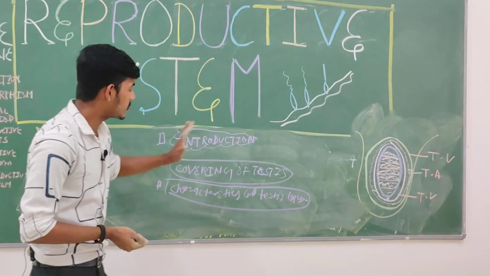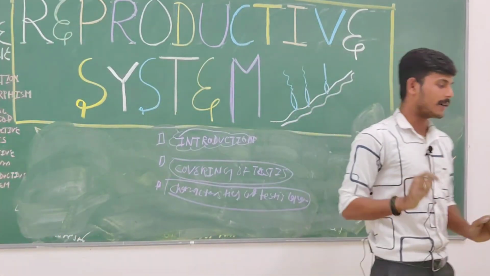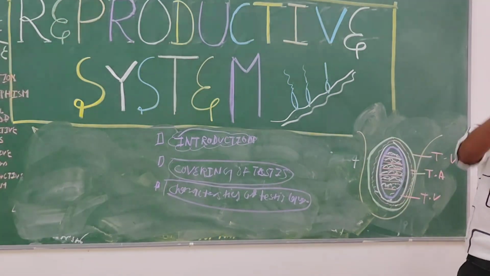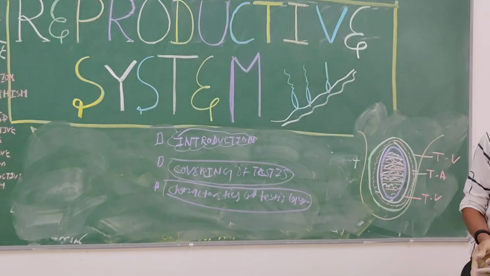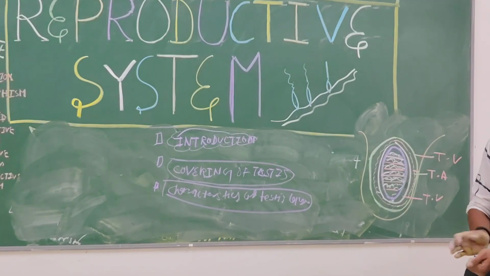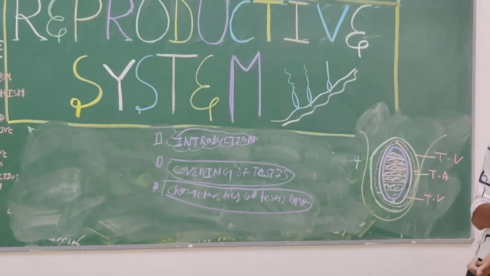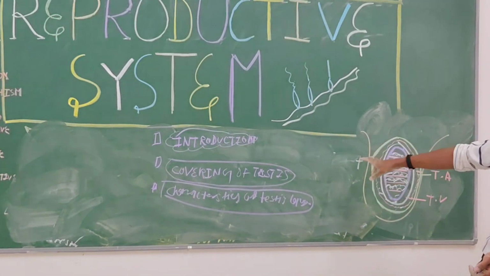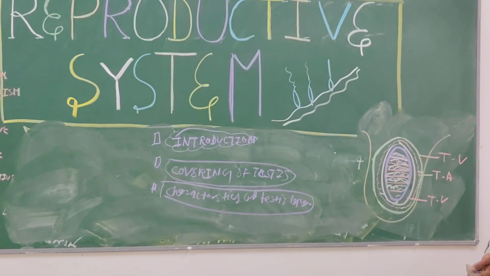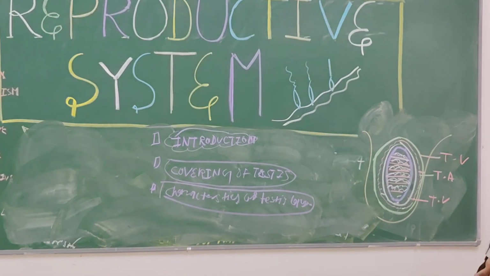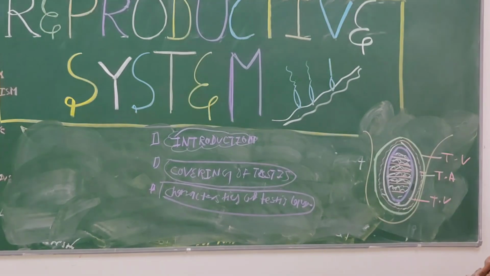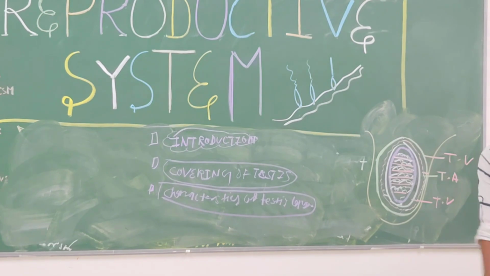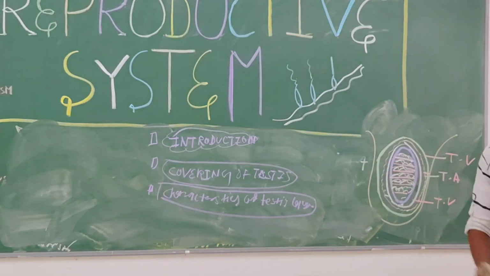In the introductory part, you will write some background about the testis: that the testis is the primary sex organ or gonad in the male. Testes are ovoid bodies, located and suspended in the scrotum, a sac-like structure. That's the introductory part, over.